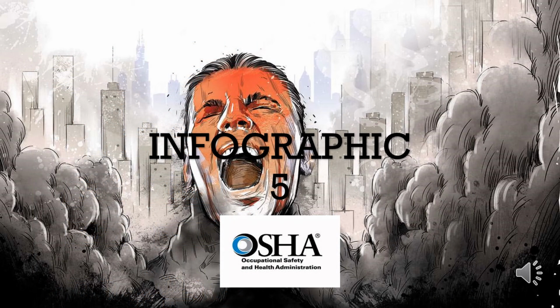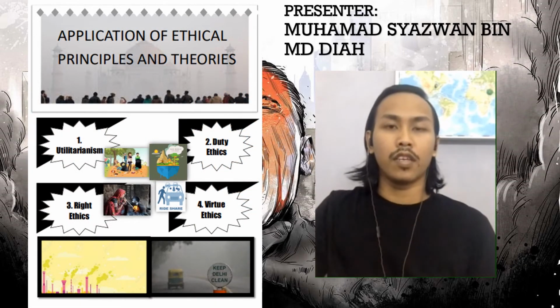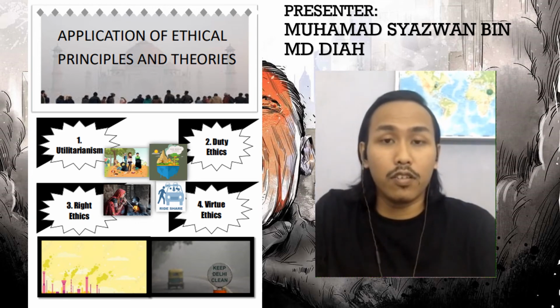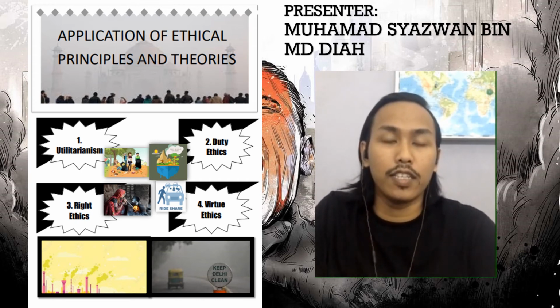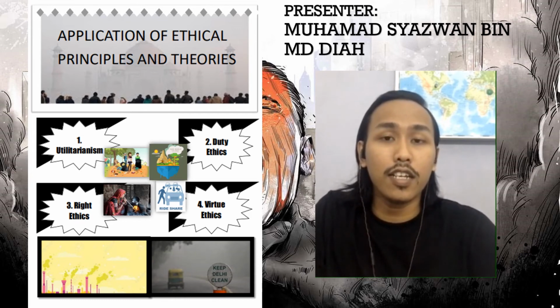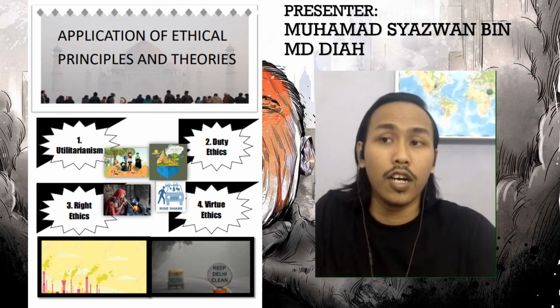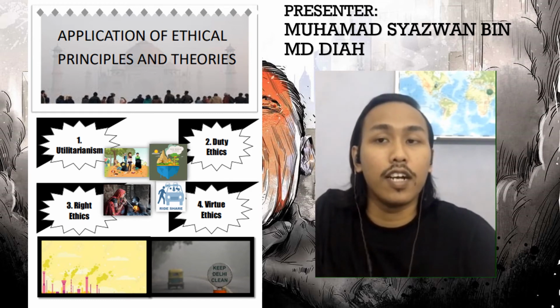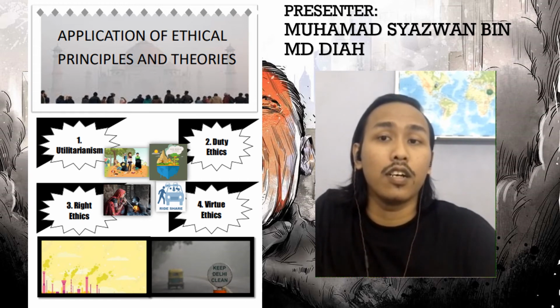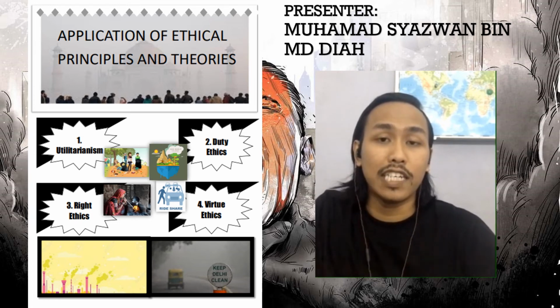Last but not least, infographic 5. Utilitarianism. Utilitarian ethics is a normative ethical system that is concerned with the consequences of ethical decisions. Therefore, it can be described as a theory. The utilitarian principle says an action is right if it conforms to the rule that leads to the greatest good.